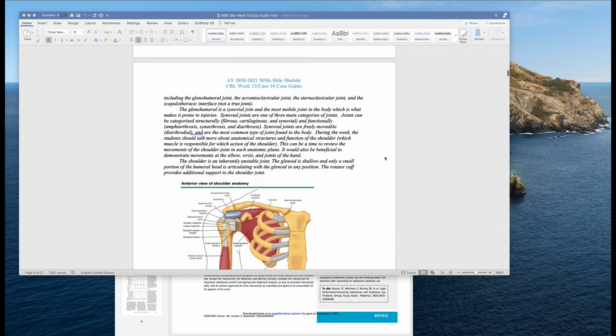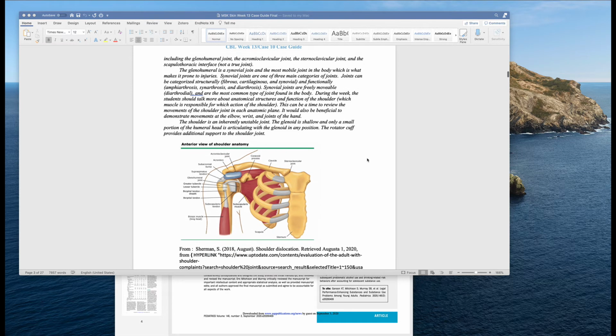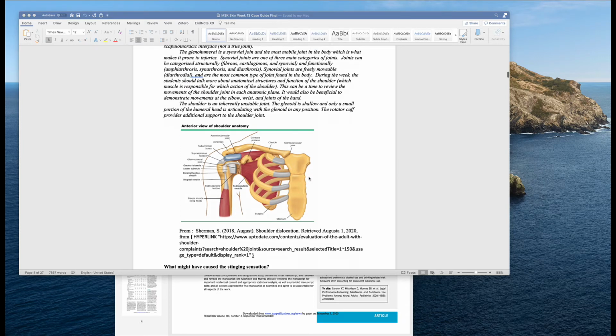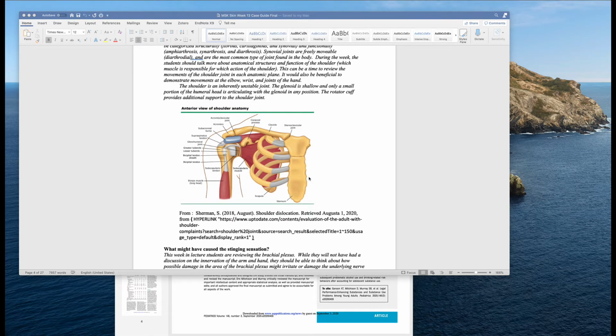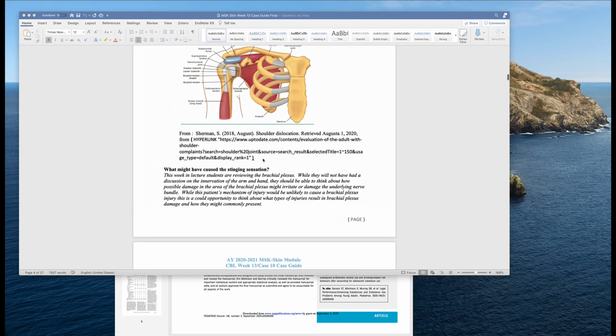We also want them spending some time thinking about the structure and function of the shoulder. They're going to get quite a bit of this during their lecture time, so they don't have to spend tons of time on it as a presentation in itself, but we want them thinking about how structure and function help you with your initial diagnosis and treatment.